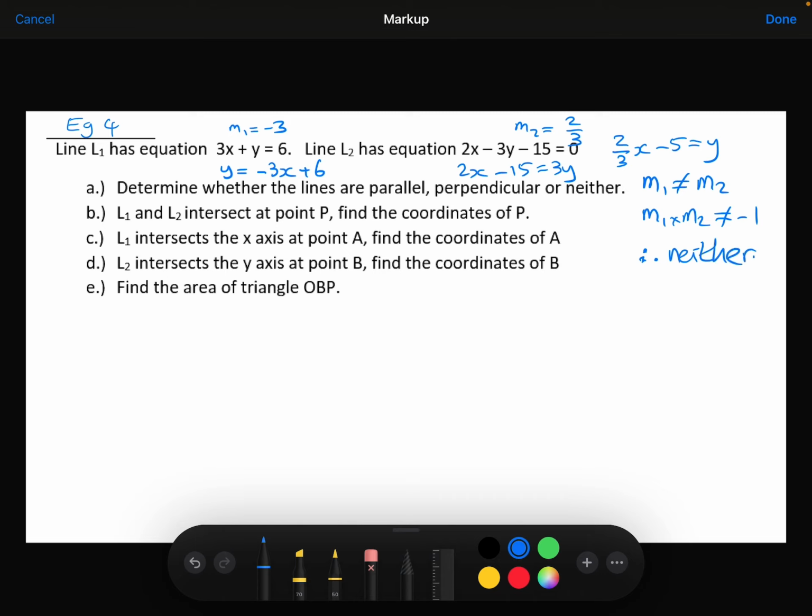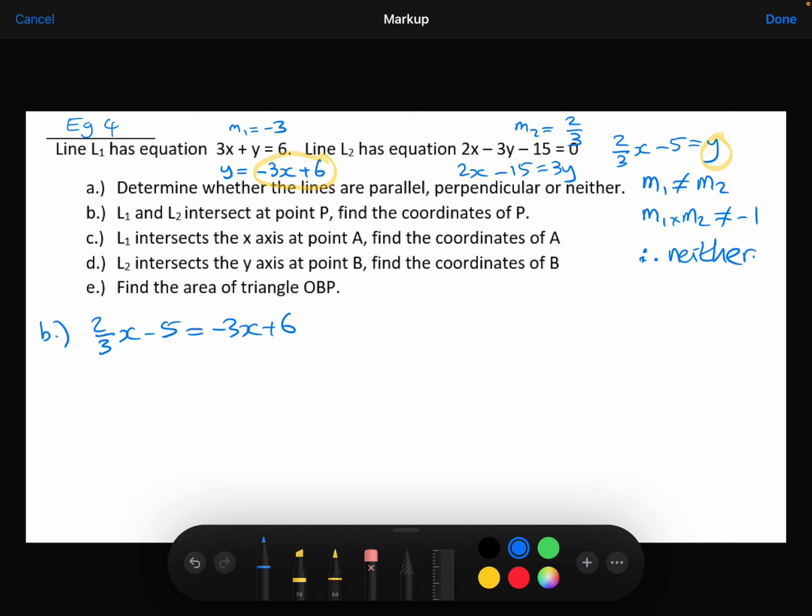Right, part B of this question says that they intersect at point P. So I want to find where these equations intersect. At the point they intersect, they're going to have the same x and y coordinates. So if I do simultaneous equations here, if I substitute this in instead of the y over here, I would have 2/3 x minus 5 equals minus 3x plus 6.